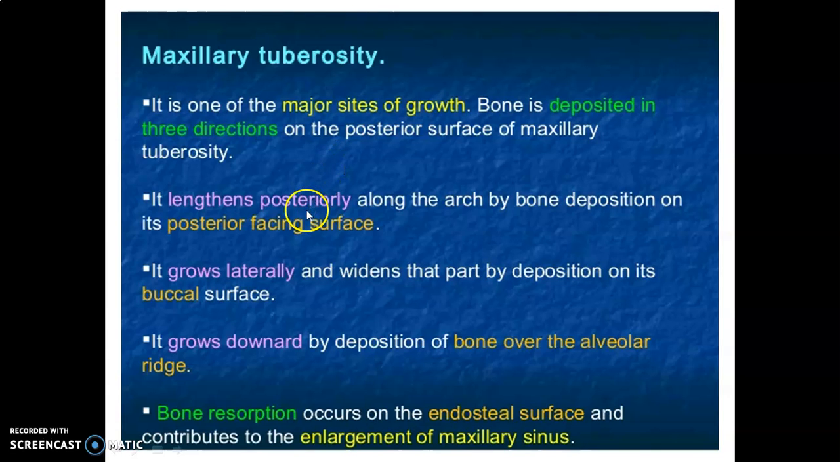So it lengthens posteriorly along the arch by bone deposition on its posterior facing surface. It grows laterally and widens that part by deposition on the buccal surface. It grows downward by deposition of bone over the alveolar ridge. And bone resorption occurs on the endosteal surface and contributes to the enlargement of the maxillary sinus also.